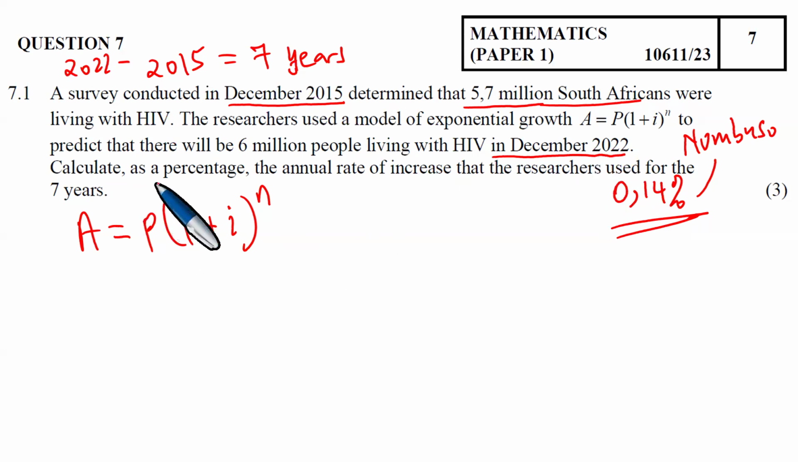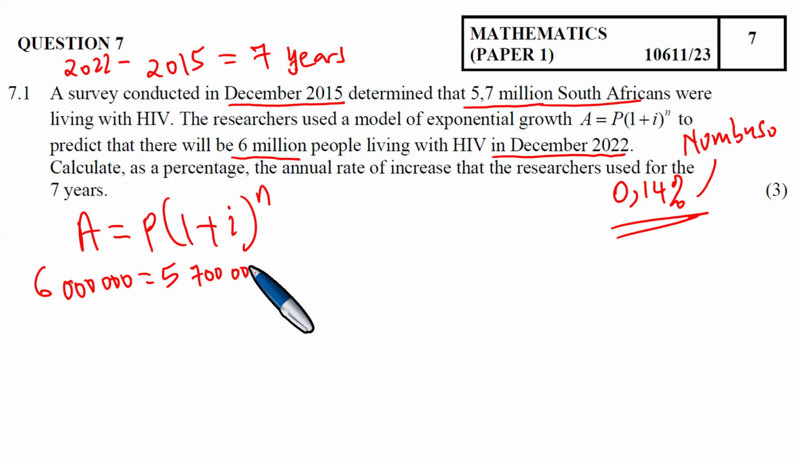They said calculate as a percentage the annual rate of increase that the researchers used for the 7 years. In this case, you would note that in 2022 there could be 6 million, so the final value is going to be 6 million. The present value is going to be 5.7 million, which is 5,700,000.